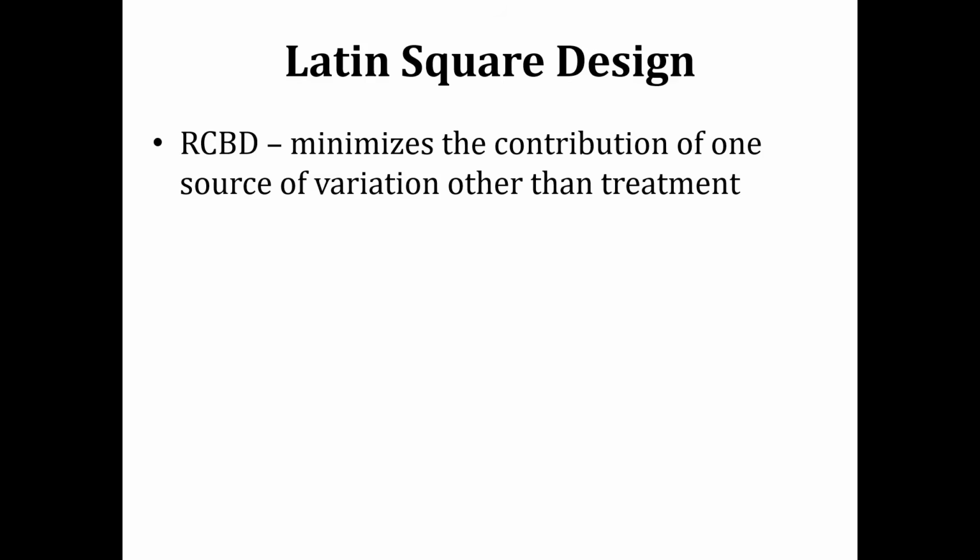The first one is CRD, which is the simplest type of experimental design, in which the only significant source of variation is the treatment, which is the source of variation of our interest, and that one is used mostly under lab conditions. And then we discussed RCBD, which is randomized complete block design, in which the significant sources of variation are 2. And if we have more than 2 significant sources of variation, then we are going to use the Latin square design. So RCBD minimizes the contribution of one source of variation other than treatment.